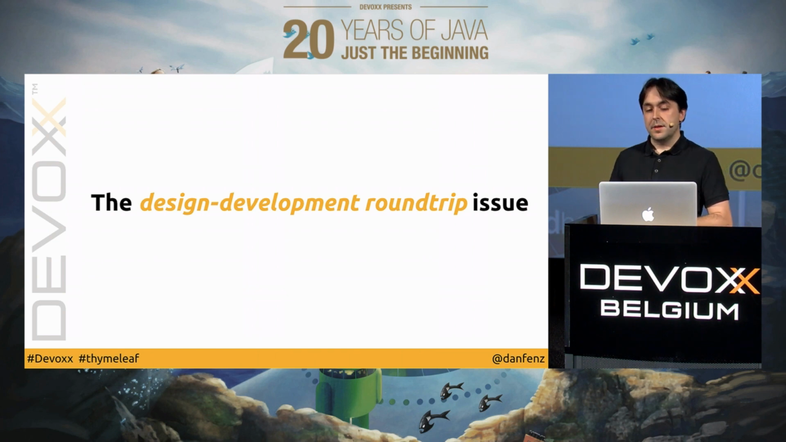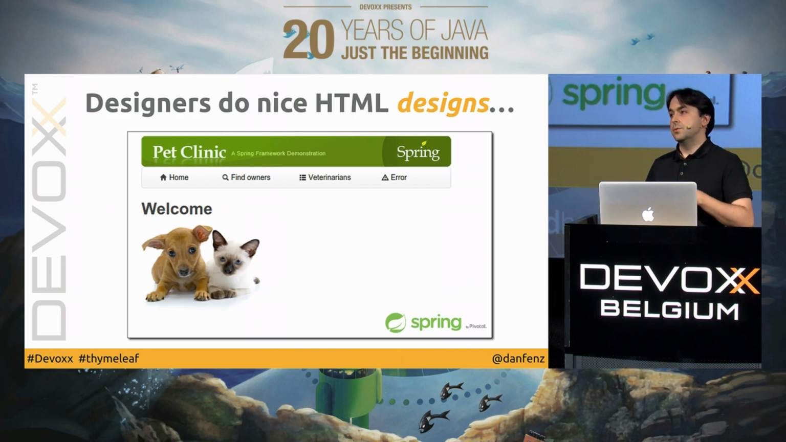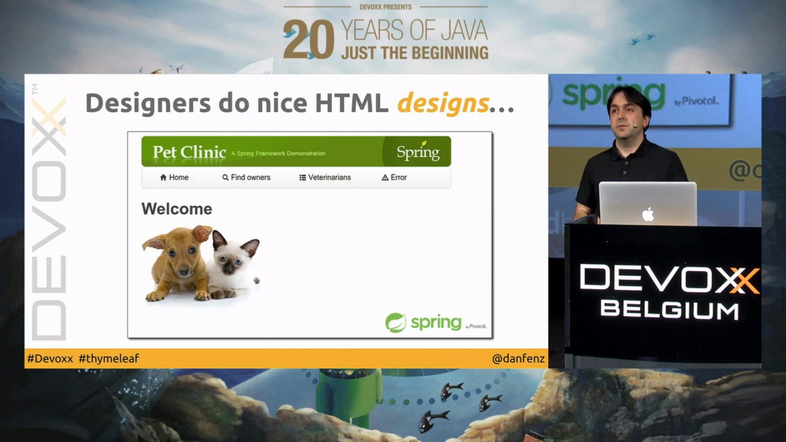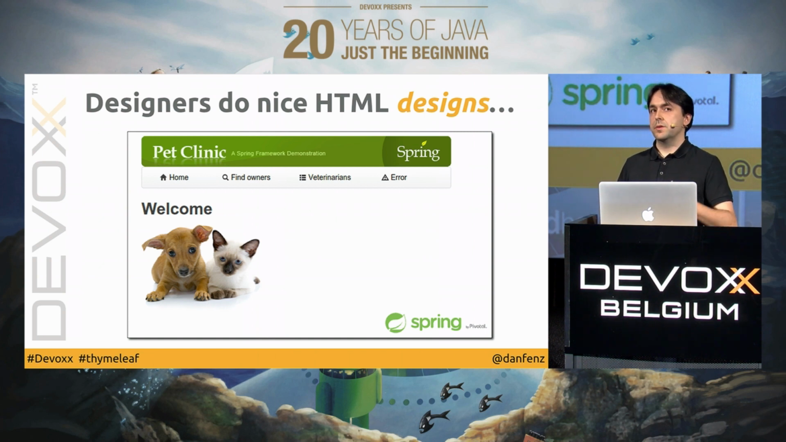The design development round-trip issue is what happens when the designers in your company, or maybe in your team, or maybe you in a different personality, create a very nice looking design, probably an HTML design like the one you see there. That's an application from the Spring guys, the Pet Clinic sample application for Spring. And when you have that, you have basically what the customer wants.